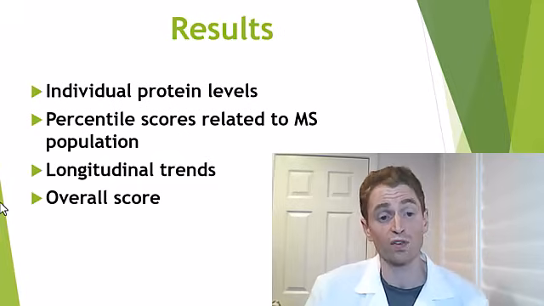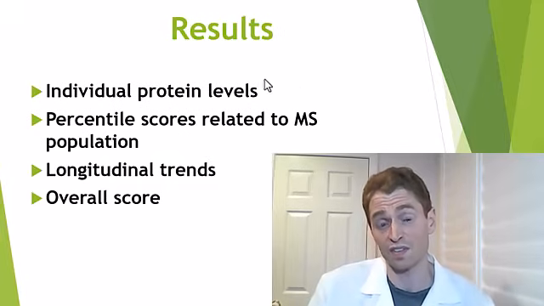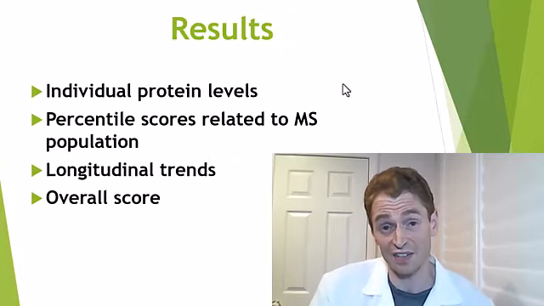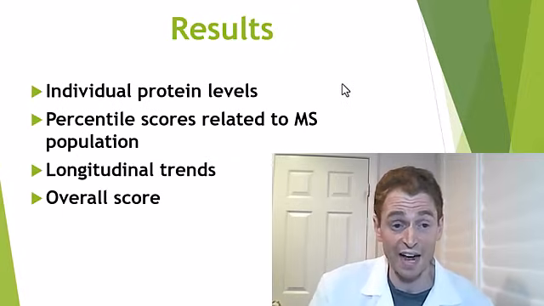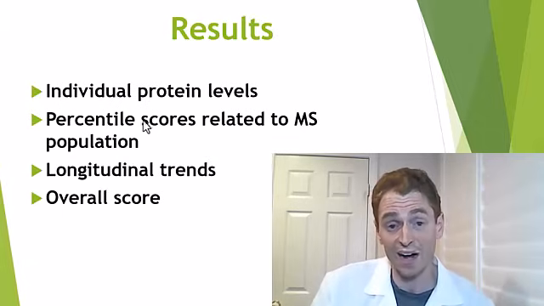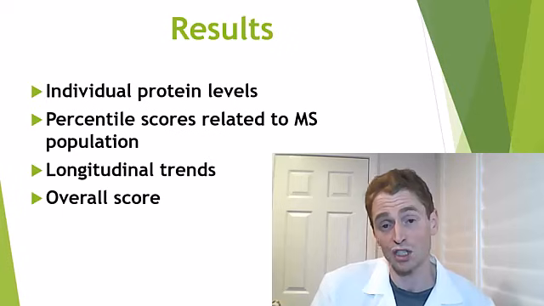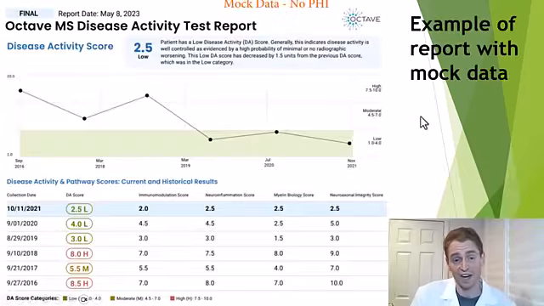And by the way, when you get the results of this test, what you're going to see is the overall score, but you're also going to see the levels of individual proteins if you wanted to focus on something specific like serum neurofilament light chain or GFAP or MOG. You're also going to see the percentile compared to other people with MS and longitudinal trends over time. So this is sort of a fake score report. This is not from a real individual with MS, and you can see the trend of the score over time. It's going down, and it's currently low with a score of 2.5, and you can see what it was in the past. And you can see the scores in different categories: neuroinflammation, myelin biology score, and if you wanted to, you could look at the individual proteins.